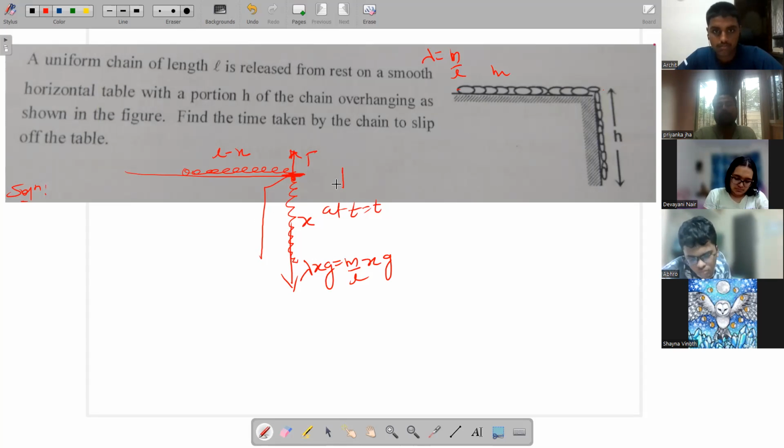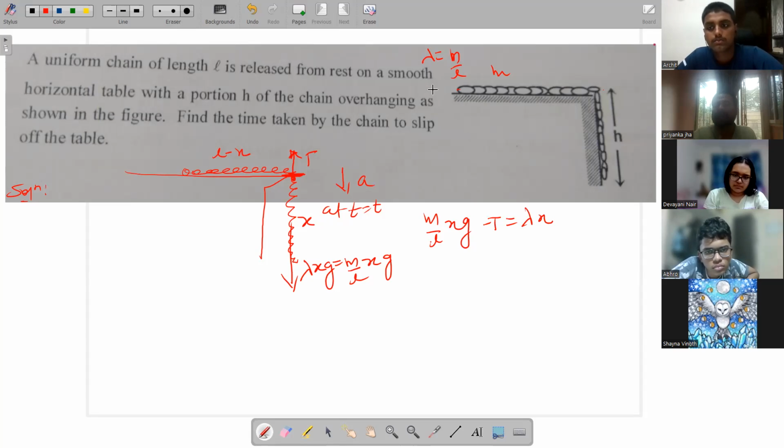Now see, this chain is going down with some acceleration. So the chain is going down, so the net force has to be downward only. So m by L into x into g. Can you explain the lambda part again? Lambda is mass per unit length, na? So m is the mass of the length L.